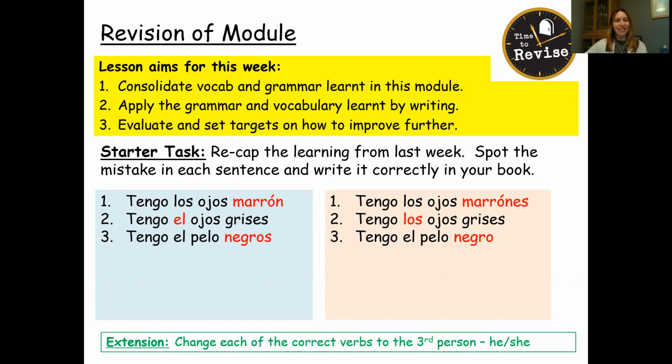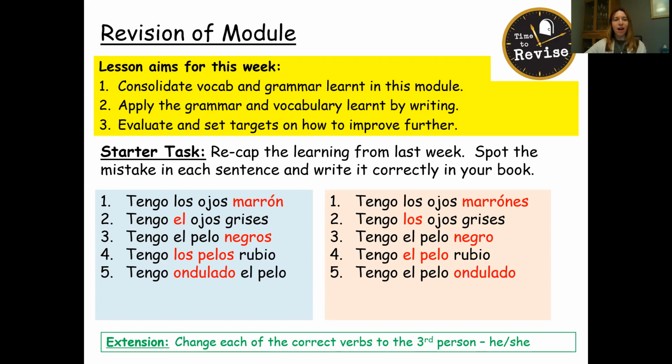Número 3, it's not tengo el pelo negros, it's tengo el pelo negro. El pelo is singular, so the color adjective needs to be singular as well. Número 4, it's not tengo los pelos rubio, it's tengo el pelo rubio. I have blonde hair. Number 5, and you'll remember this, it's not tengo ondulado el pelo, it's tengo el pelo ondulado. In English, we say I have wavy hair. In Spanish, you'll remember we put the adjective at the end after the noun. I have the hair wavy.